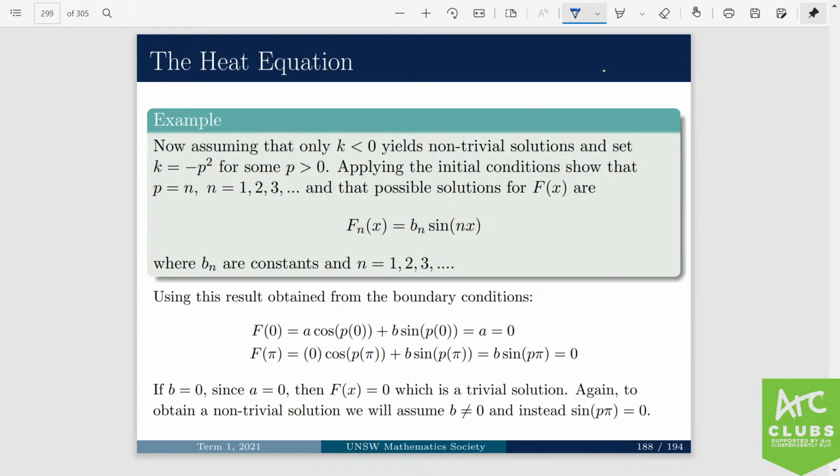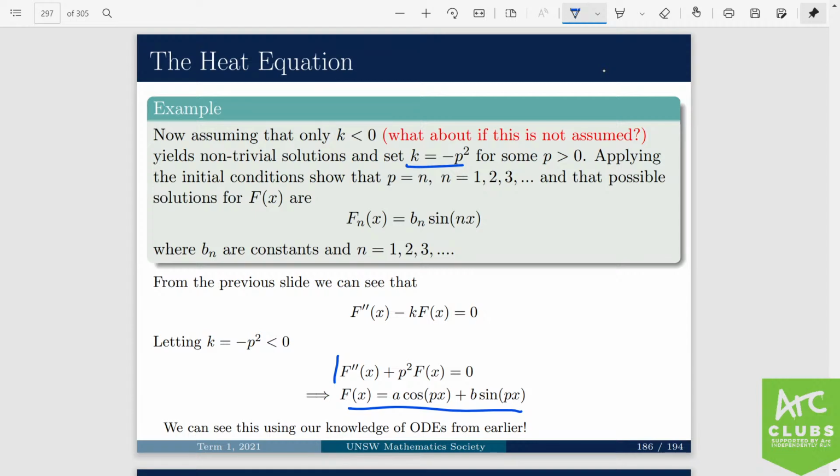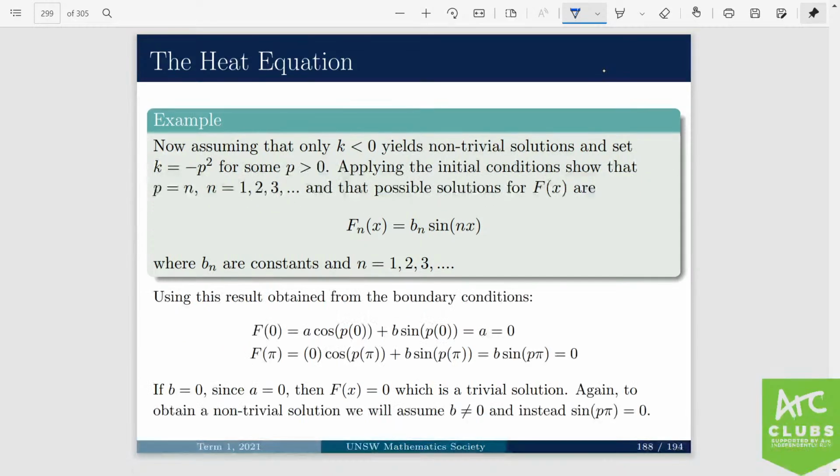So, using this result, we found that f of 0 is equal to 0. We remember this is our general form of f of x. Now we know that f of 0 is equal to 0 and f of pi is equal to 0, so if we come over here, we see what that means for us. We substitute 0 in here, and that means that a must be 0.